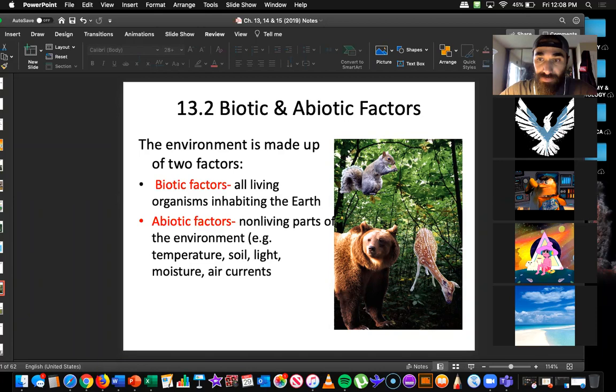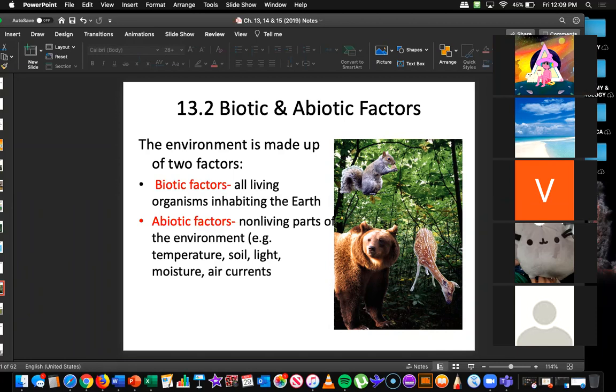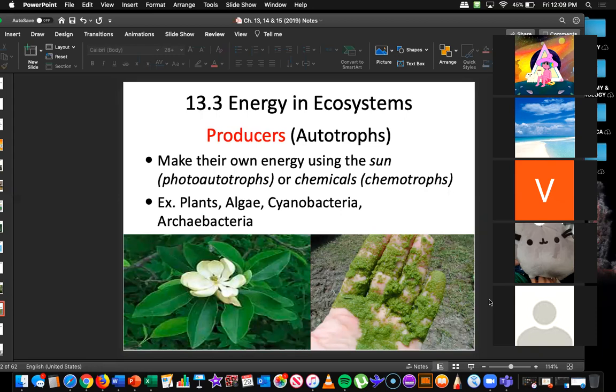So that'd be like the dirt, the light coming in, I guess. Yeah. You know, oxygen, et cetera. Yeah, the oxygen. Yeah, exactly. Okay, good. So just simple vocabulary, all right? In ecology, we call living things biotic factors. Non-living things we call abiotic factors. Now let's talk about the energy, okay?